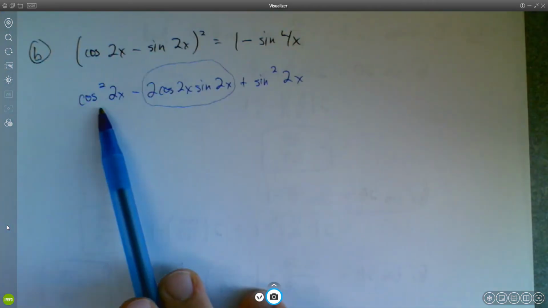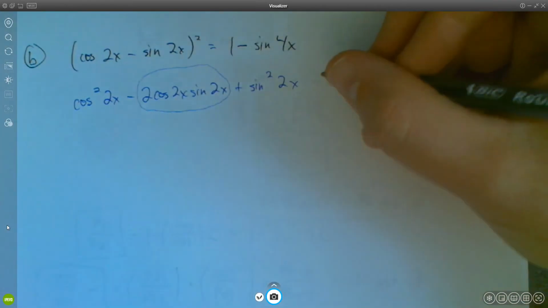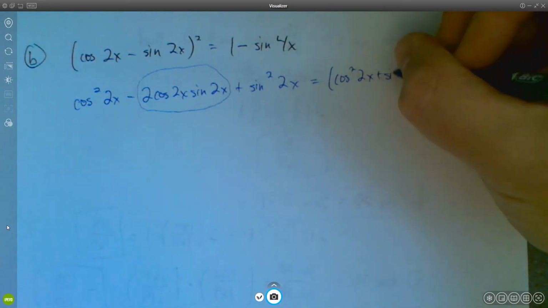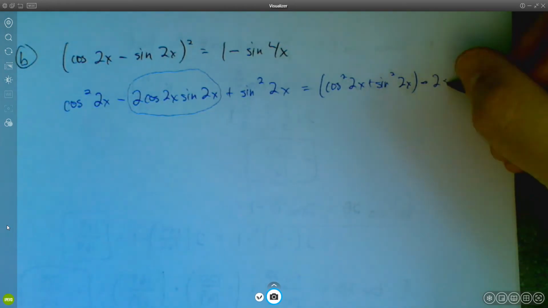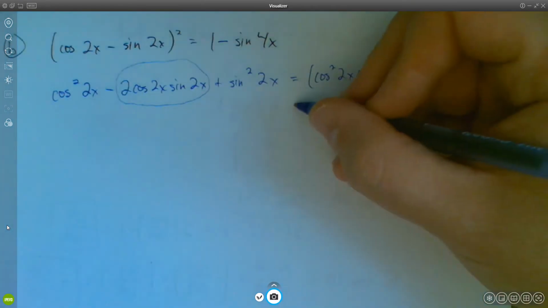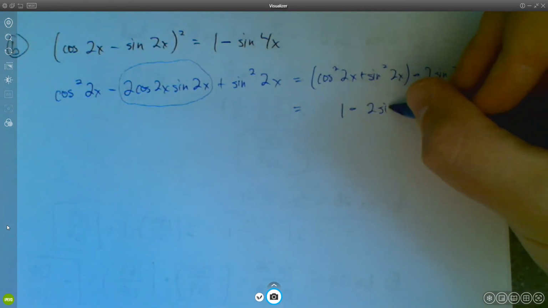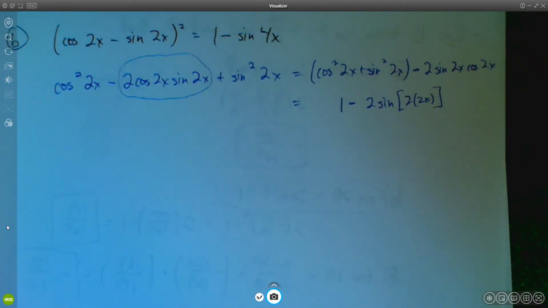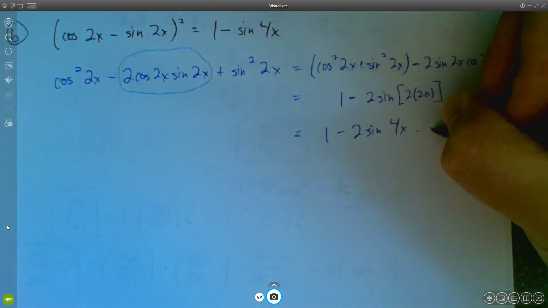Because then also notice when you put cosine squared and sine squared together, you just get 1, right? Okay, so check it out. We've got cosine squared 2x plus sine squared 2x minus 2 sine 2x cosine 2x. This thing is 1. This thing is 2 sine of double the angle, right? 2 times 2x, which is just 4x. It's 1 minus 2 sine 4x. Okay, so there you go.